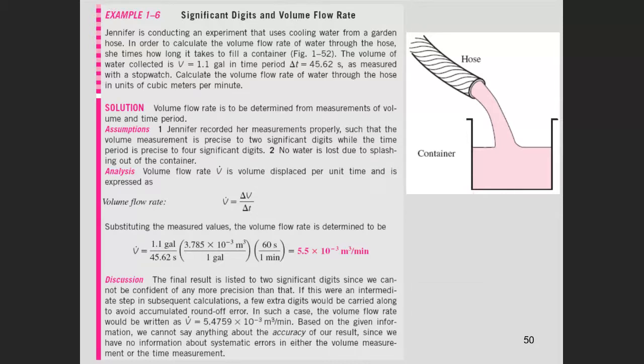So it is 1.1 gallon in how many seconds? In 45.62 seconds. This is gallon per second. Right. One gallon is equal to 3.785 liters, so if you multiply by 3.785, it will give you liters. And if you change it into cubic meters, you have to divide by 1,000.